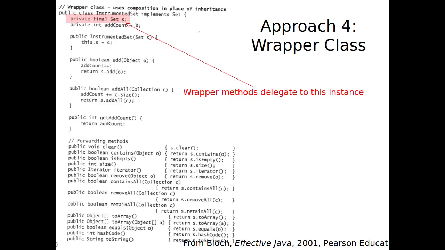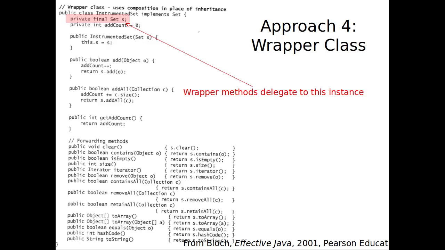For example, if we clear, we clear it. If we ask if it contains, we just ask, does it contain the appropriate items? Is it empty? Is it empty? But for those that are actually going to insert things, we need to keep track of how many things we've inserted. So we're going to increment those accordingly. So here add adds 1 to add count. Here add all adds a whole bunch to add count. And then we call off to the appropriate add and add all methods on that internal set S.